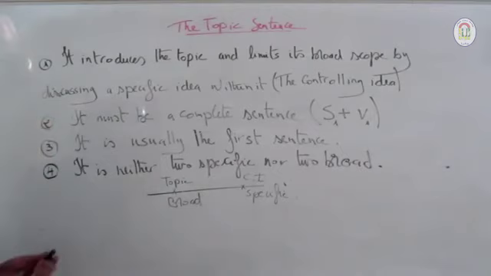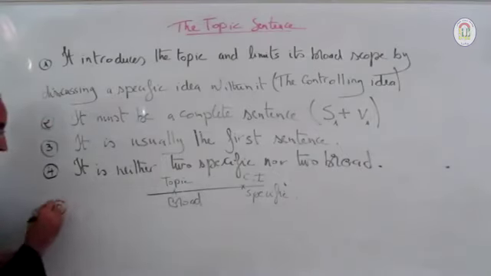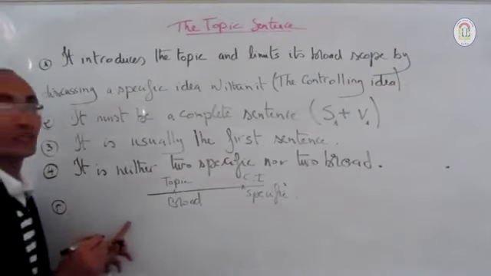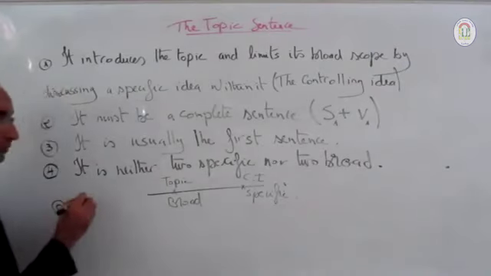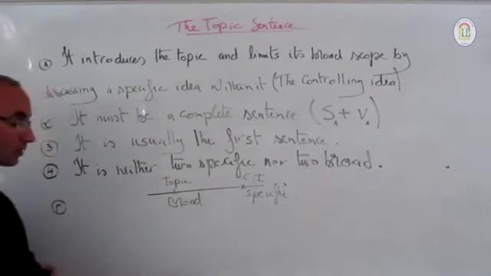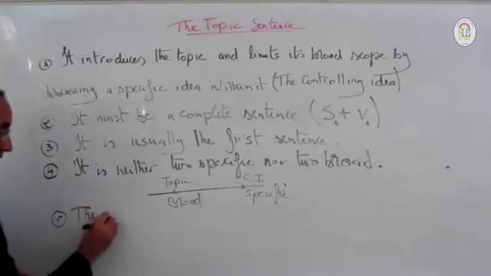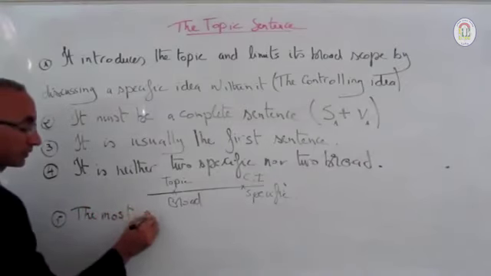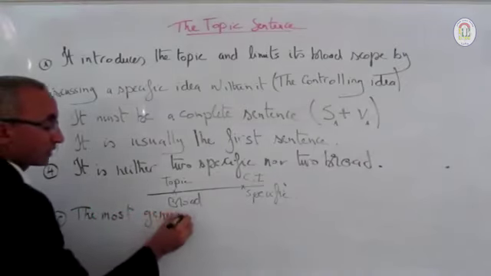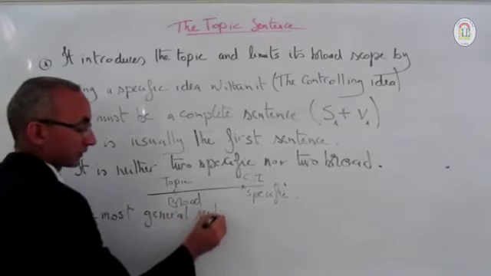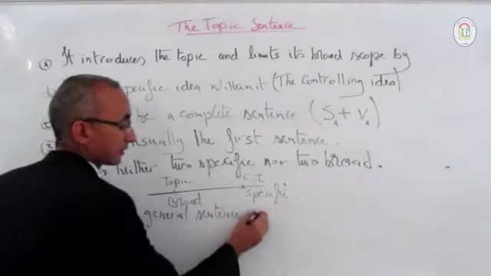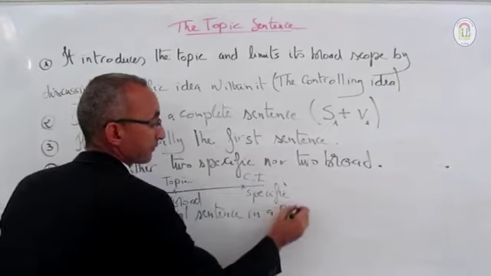Also, it is defined as the most general sentence in a paragraph. Topic sentence is number 5. The most general sentence in a paragraph.